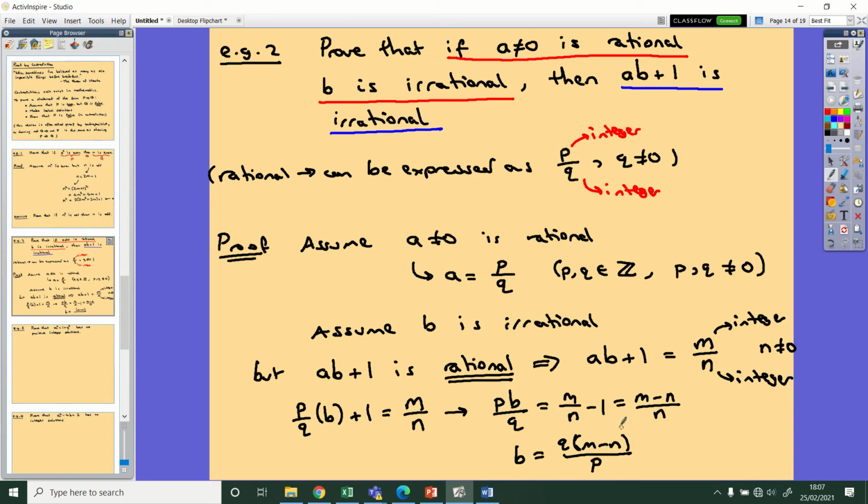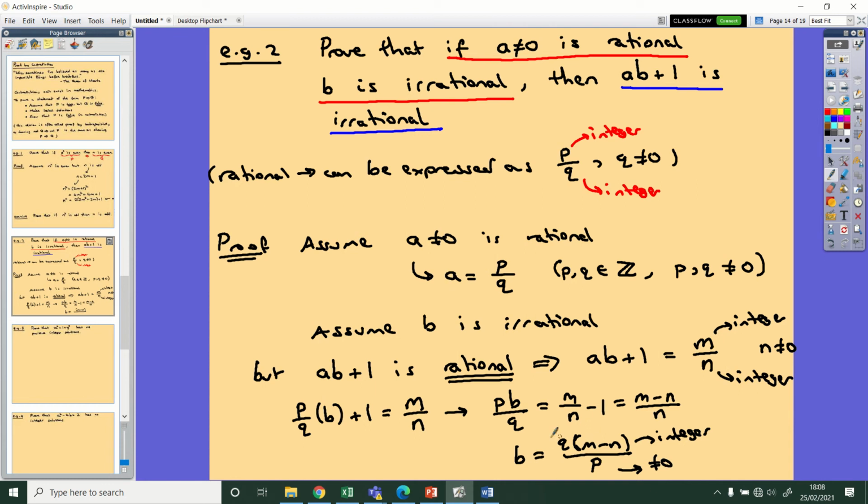So now we're pretty much done, because look at what we've got. These numbers on top, it doesn't particularly matter what they are, but we know that this is going to be an integer. The numerator is an integer. And on the bottom here, we've got P. But if you look at what we wrote when we wrote down A as a rational number, P can't be 0 because A is not 0.